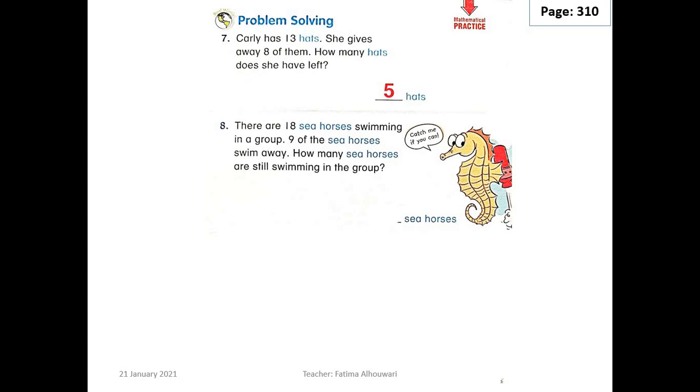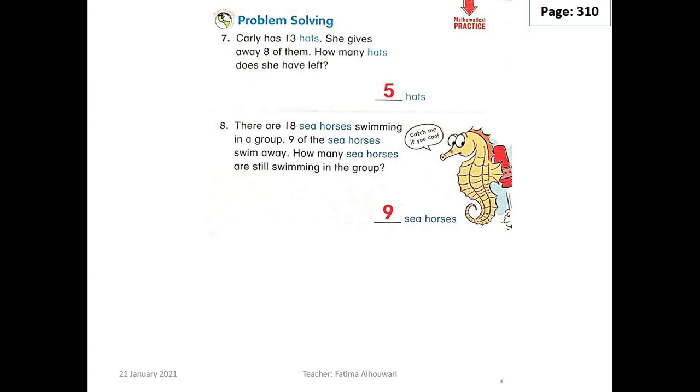Now let's see question number 8. There are 18 seahorses swimming in a group. 9 of the seahorses swim away. How many seahorses are still swimming in the group? What do you think, grade 1? Again, you can make 10 to subtract. Or you can use another strategy, like using doubles to subtract. So 18 minus 9, grade 1, equals what? Equals 9. Great job, grade 1.